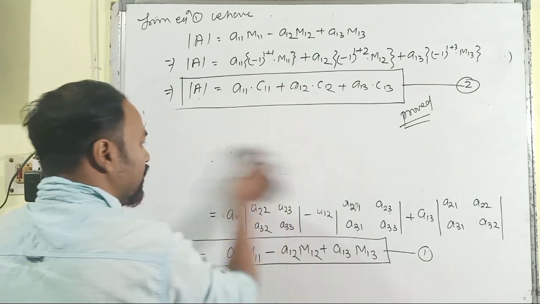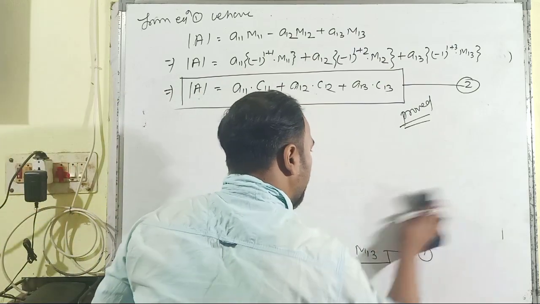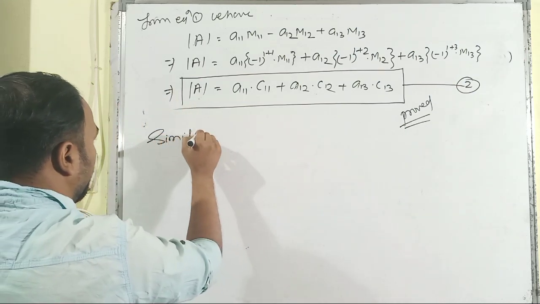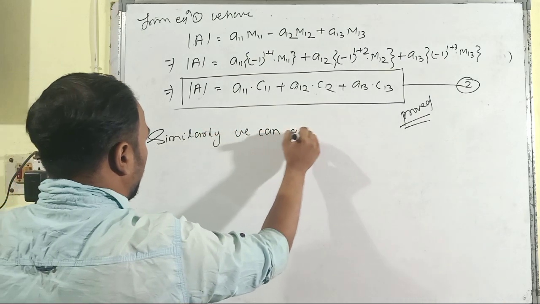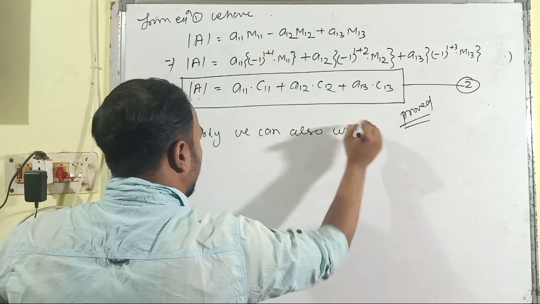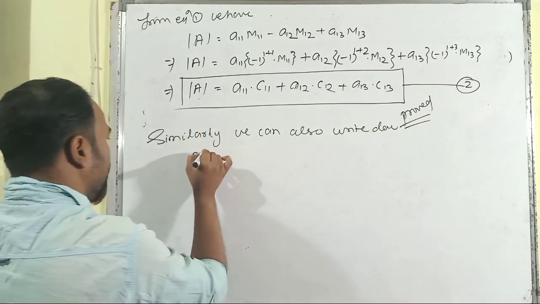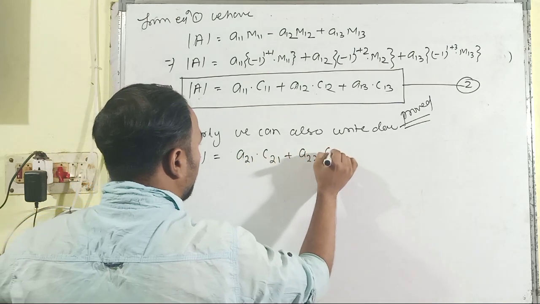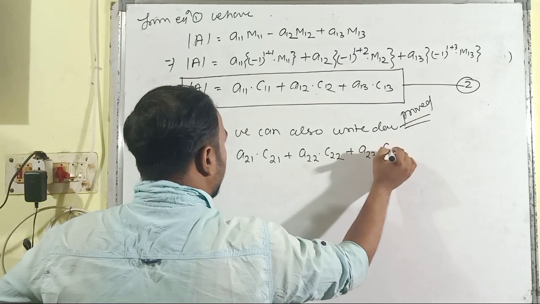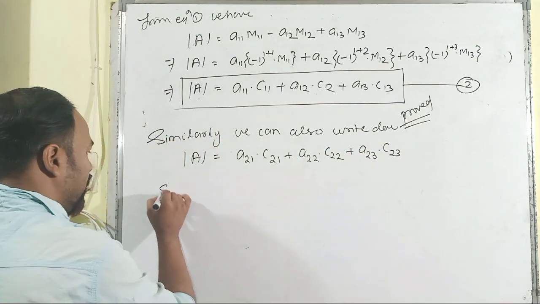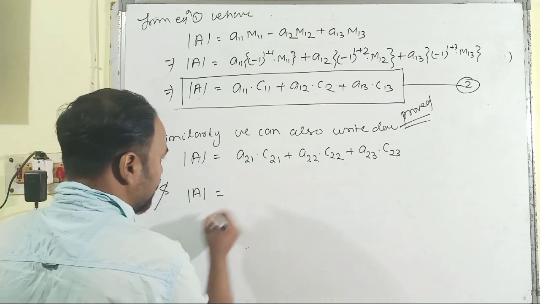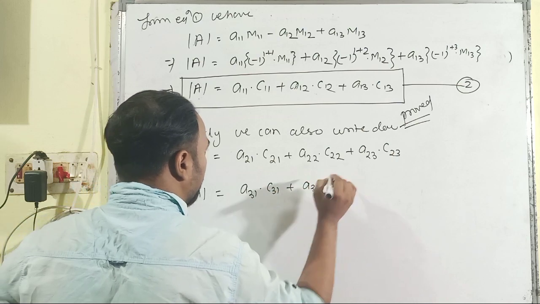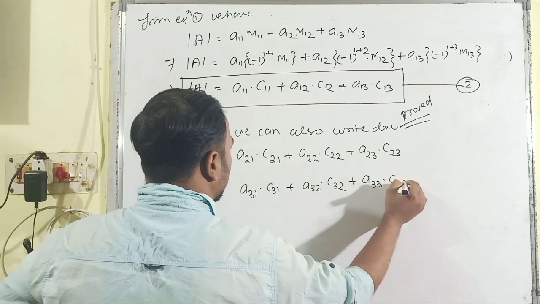Okay, let us write down these steps here. Similarly, we can also write determinant of A is equal to A21 multiplied with C21 plus A22 multiplied with C22, A23 multiplied with C23, and also determinant of A as A31 multiplied with C31, A32 multiplied with C32 plus A33 multiplied with C33.